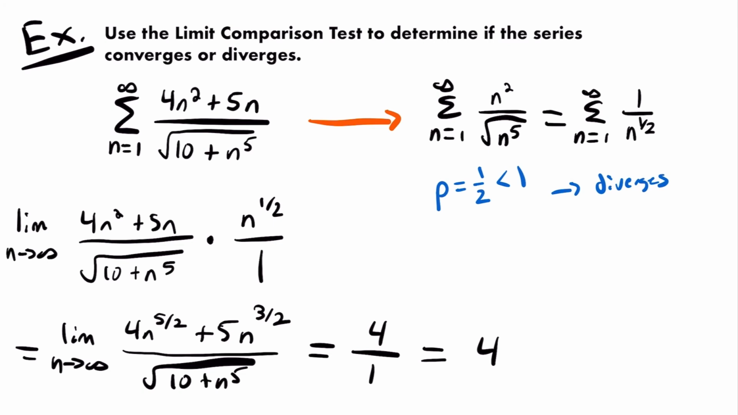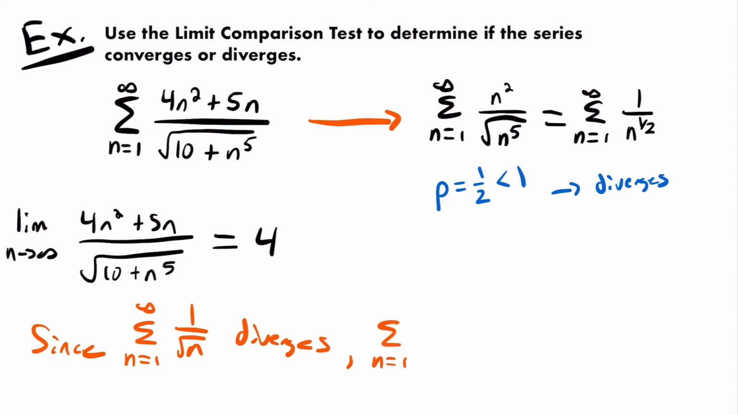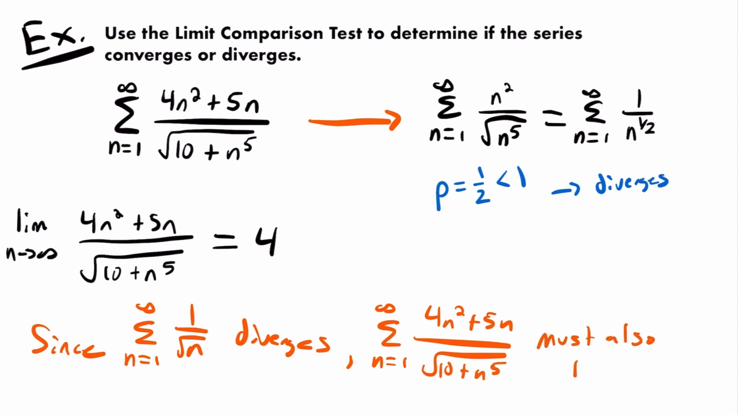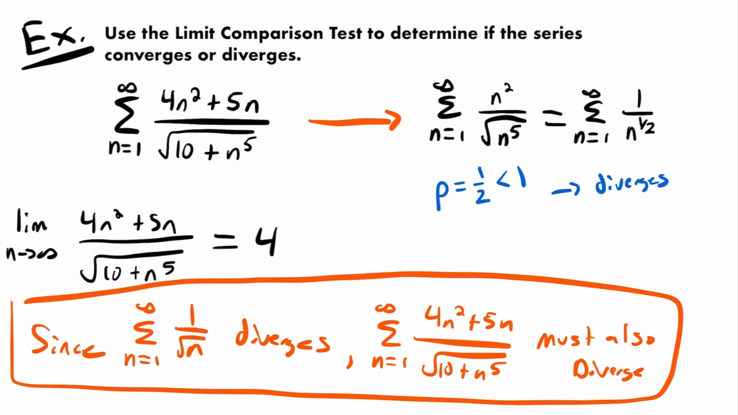And so if I clean up my work here, we can conclude that since the comparison series, the sum from n equals 1 to infinity of 1 divided by the square root of n, diverges, that our original series, the sum from n equals 1 to infinity of 4n squared plus 5n divided by the square root of 10 plus n to the 5th power, must also diverge. All right, so that is our final solution to this example using the limit comparison test. We have concluded that this series diverges.